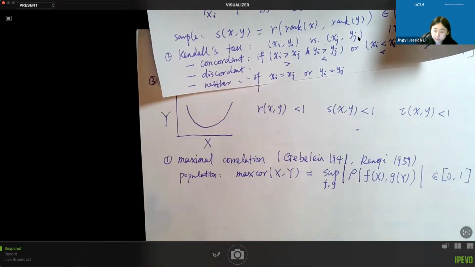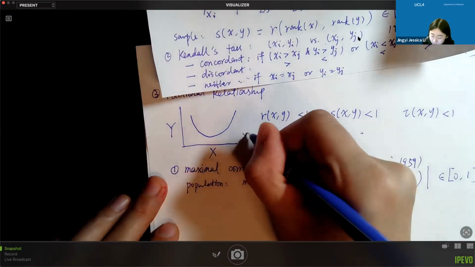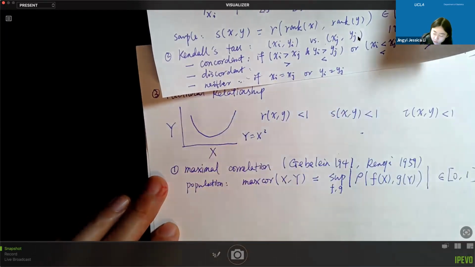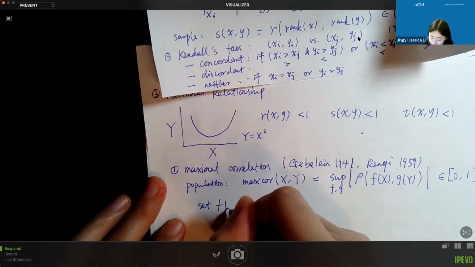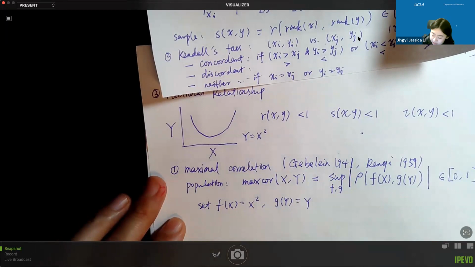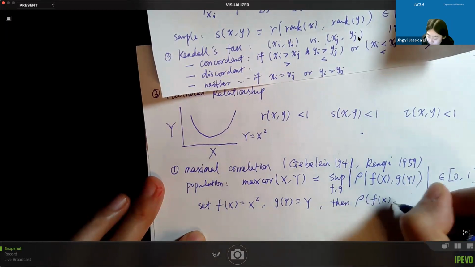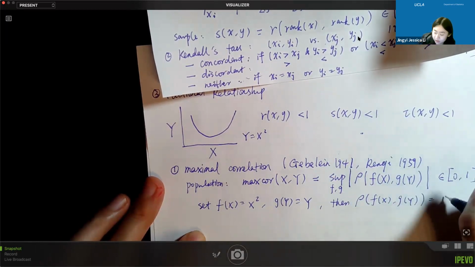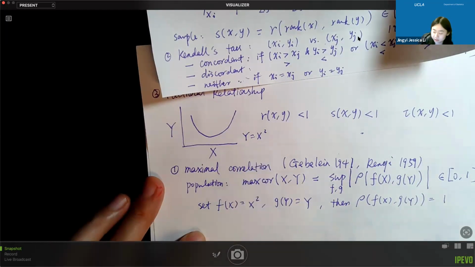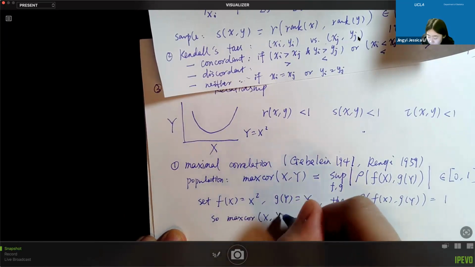And then we can see that the maximal correlation by definition, because it's absolute value, its minimum is 0, the maximum is 1. So for example, in the previous case, if I say the relationship y equals x squared, then I can set f(x) equals x squared, g(y) equals y. Then rho of f(x), g(y) would be equal to 1 because y equals x squared. So I would get maximal correlation of x and y equals 1.